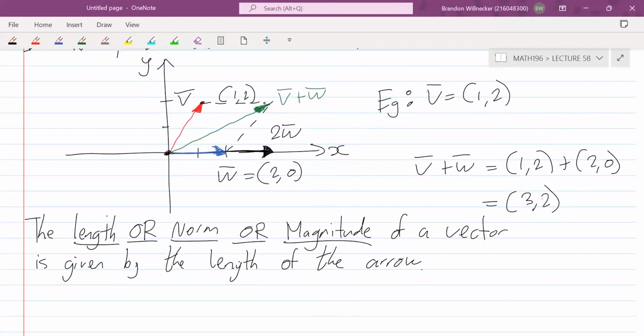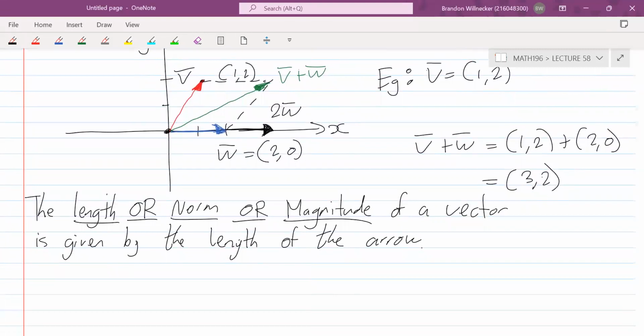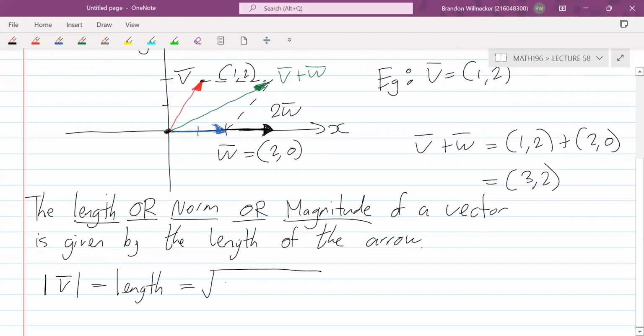So if we look at this example with V, the length of V, or the norm of V, or the magnitude of V, we write as a vertical line, V, vertical line. So it's like the absolute value, but it's not the absolute value of a number, it's a vector inside there. This is equal to its length, but we can just use the distance formula. So this is going to be 1 squared plus 2 squared, for the x part and the y part. So that's going to be √5. So that's the length of this vector.